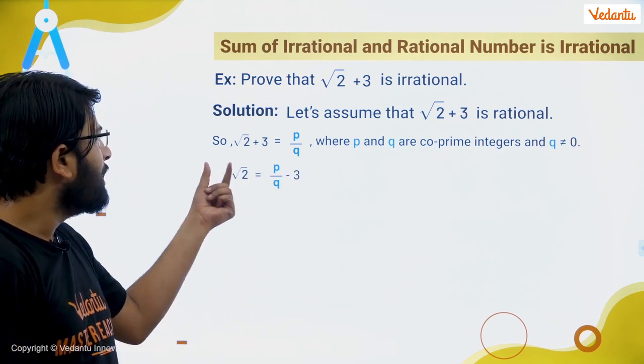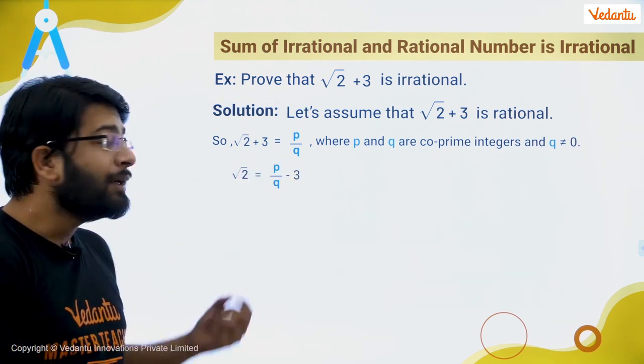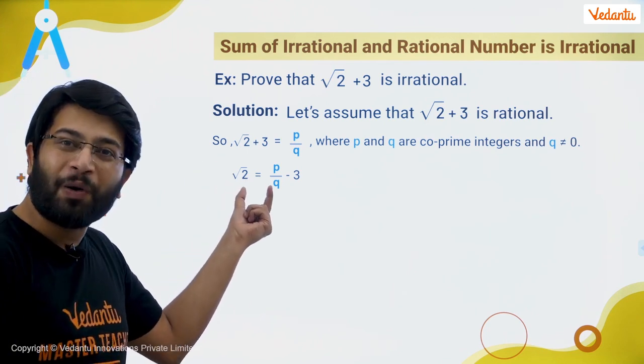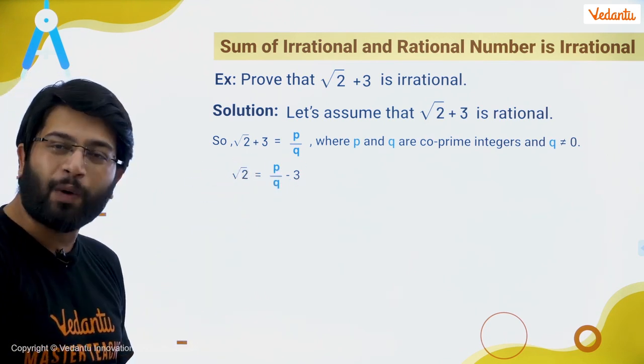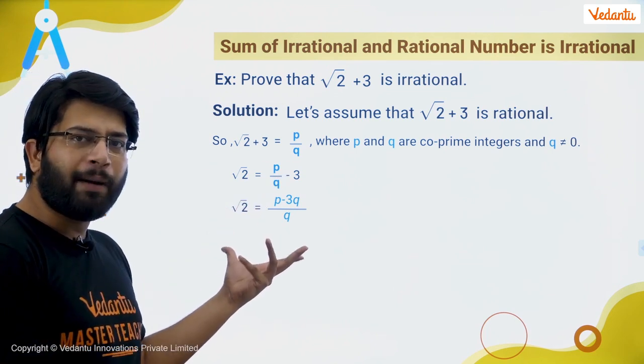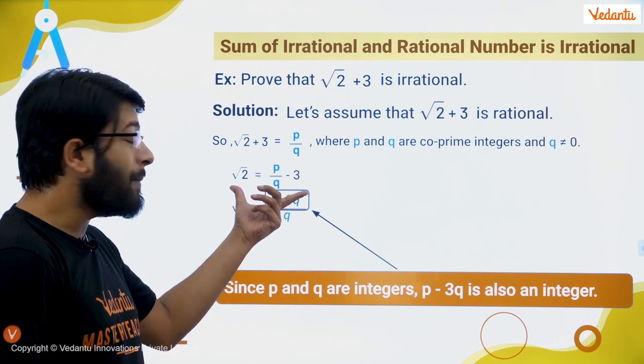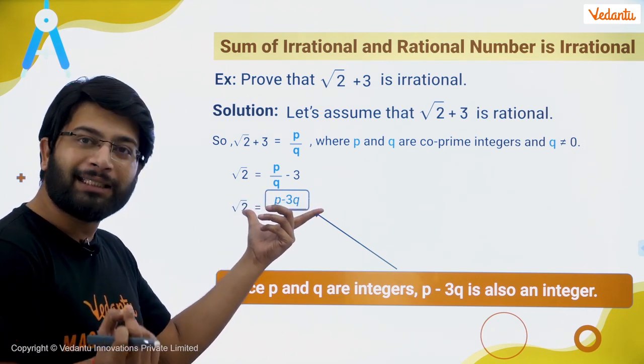See over here, under root 2 equal to p by q minus 3. And why did we do it? To keep the irrational quantity on one side and all the rational quantity on the other side, right? So after taking LCM, it will become (p minus 3q) upon q, which is nothing but the numerator is my integer.